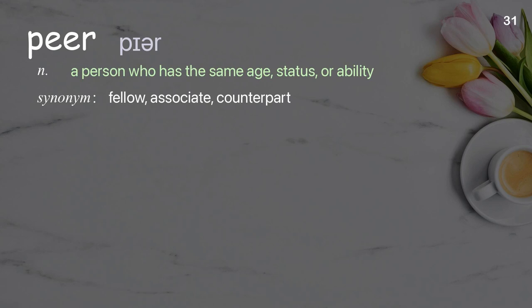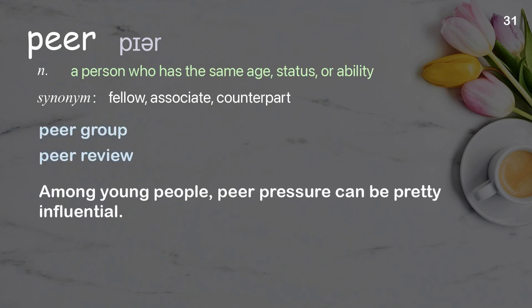Peer: a person who has the same age, status, or ability. Examples: peer group, peer review. Among young people, peer pressure can be pretty influential.